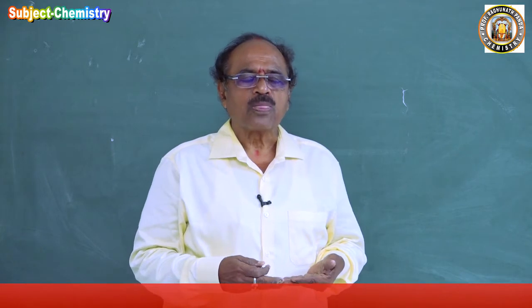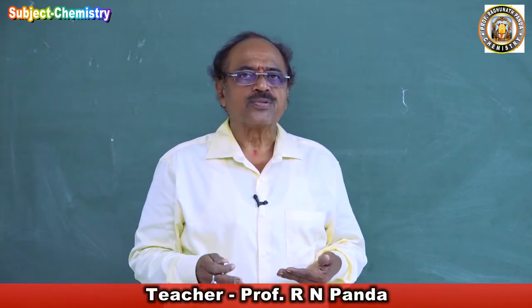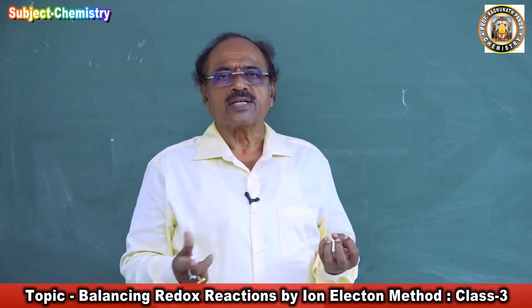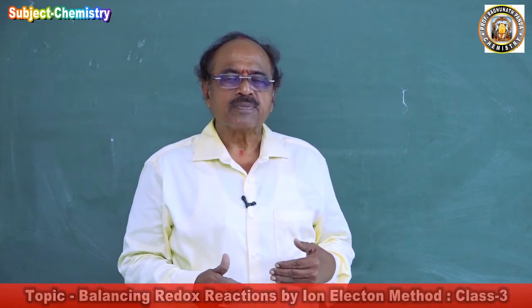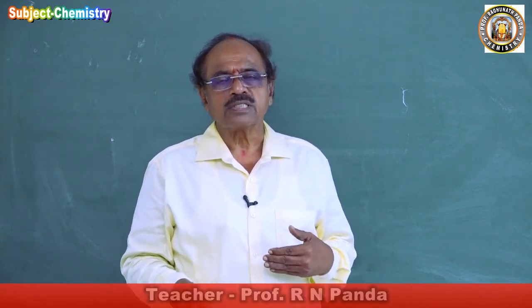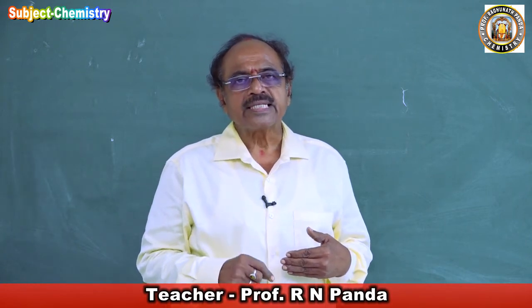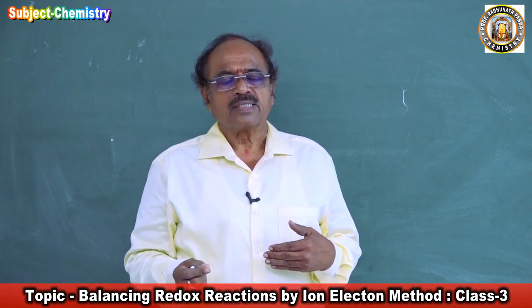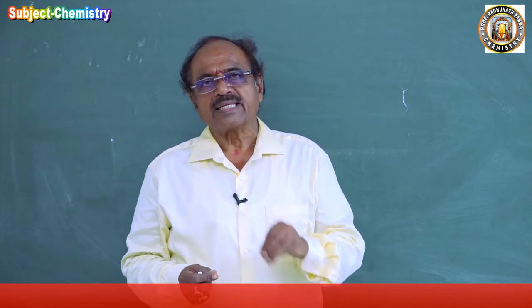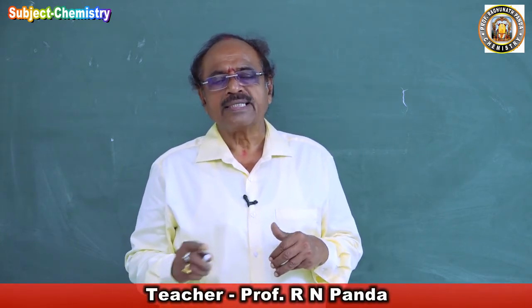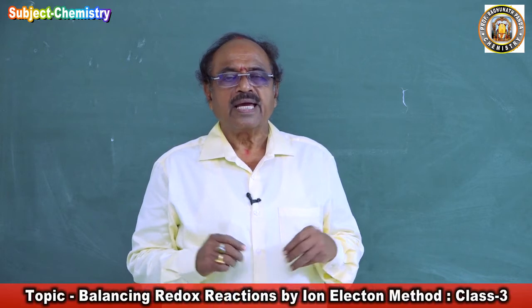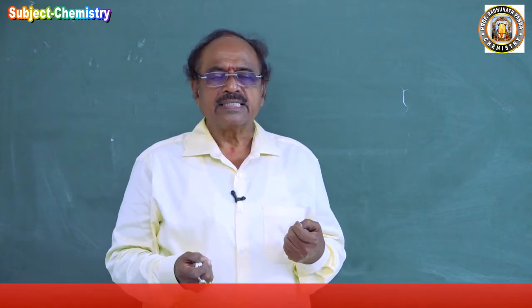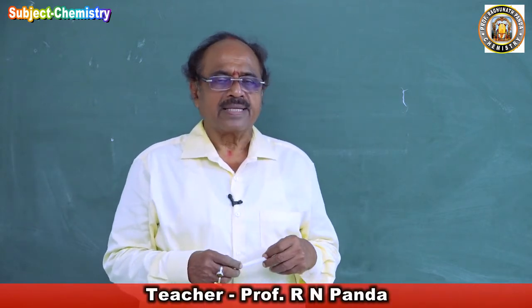Oxidizing agent is one which brings out oxidation and gets reduced during the process. Hence during oxidation, reduction takes place. Reduction is a process which involves the addition of electrons. Reducing agent is one which brings out reduction and gets oxidized. So the electron which is added during reduction is lost by the reducing agent. Hence by balancing the charges, by balancing the electrons, redox reactions can be balanced in a better way.